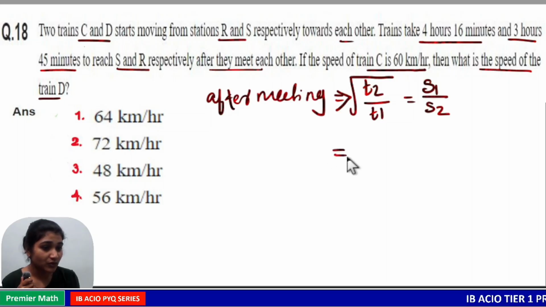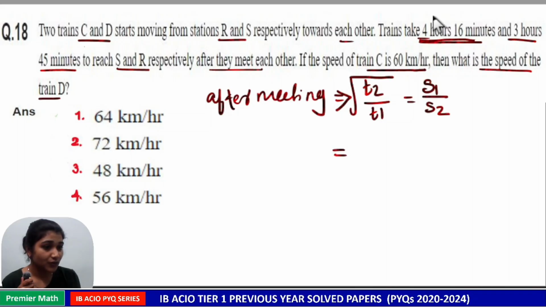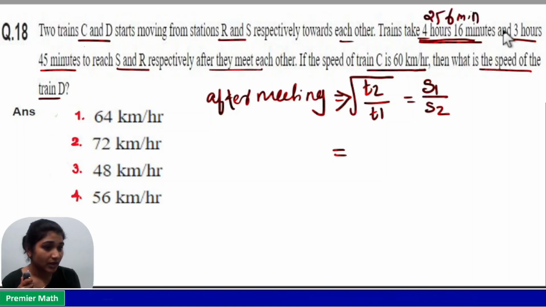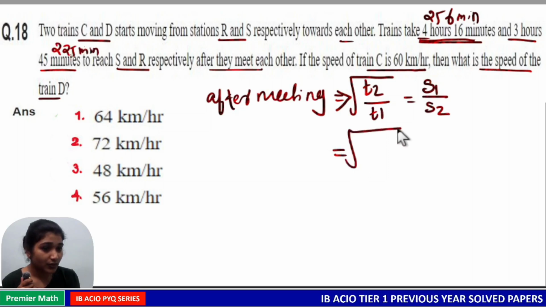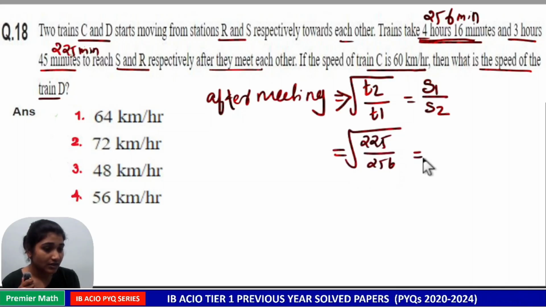Now if you substitute the value here, first train takes 4 hours 16 minutes. 4 into 60, 240. 240 plus 16 is equal to 256 minutes. And the second train takes 3 hours 45 minutes. 3 into 60, 180 plus 45, 225 minutes. So root 225 divided by 256 is in the same ratio.